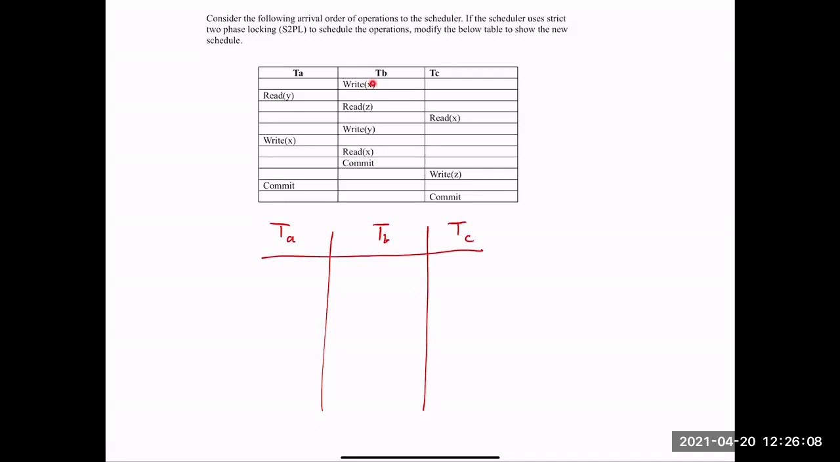Initially TB wants to write X, so we need to acquire a write lock on X. I'm going to abbreviate this as WL of X, and then TB can write X. In the next step, TA wants to read Y, so we need a read lock on Y, and then we can read Y. In the next step, TB is going to read Z, so it needs a read lock on Z.